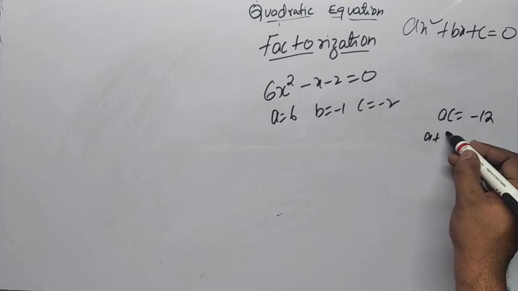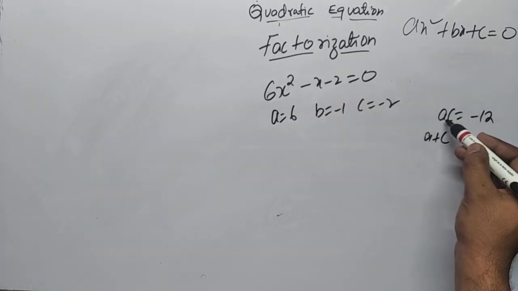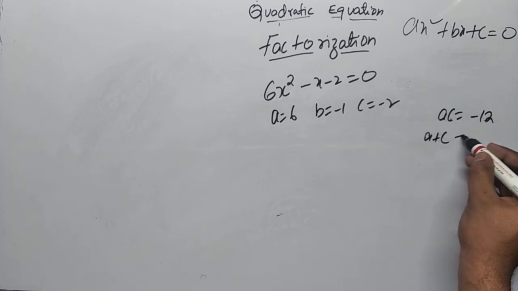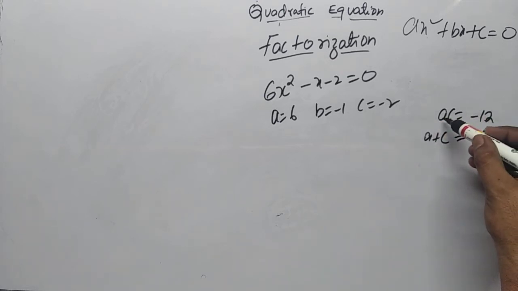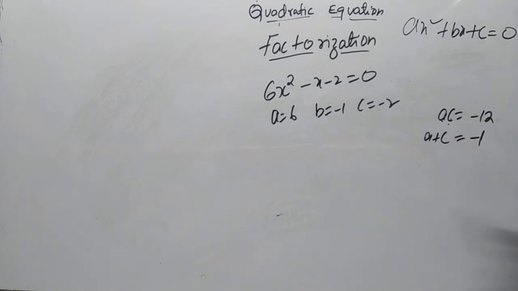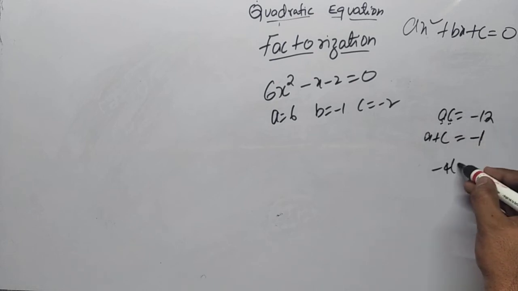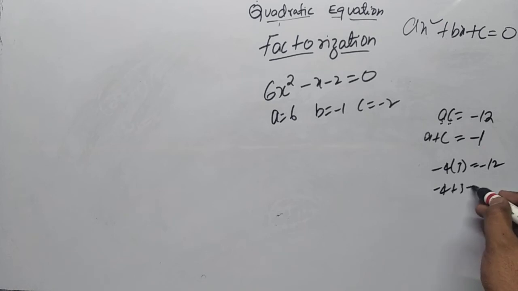If you add both the numbers, we have to get a number such that if you multiply both the numbers, we get minus 12, and if you add both the numbers, we get minus 1. So what is a possible way? You have to take the numbers as 3 and minus 4. If you multiply minus 4 and 3, we get minus 12. If you add minus 4 plus 3, we get minus 1.